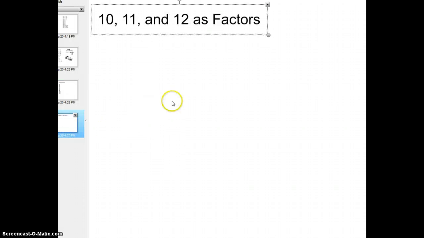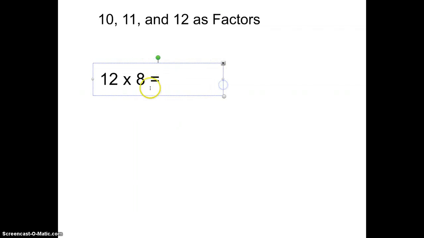We are going to do one example right now. Let's say I'm asking you what 12 times 8 equals. We're going to break it apart. Ladies and gentlemen, we've been breaking apart all week. I know you can do this. I'm going to leave the 8 alone. Let's break the 12 apart, okay? Let's break the 12 apart.